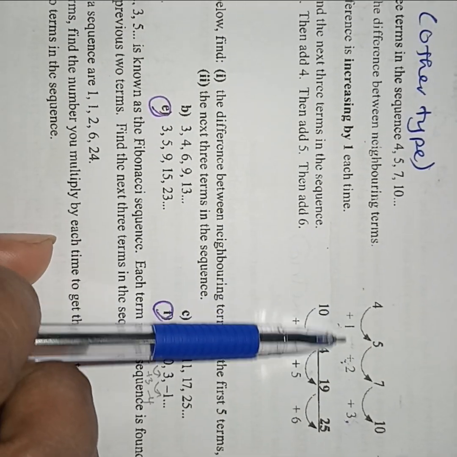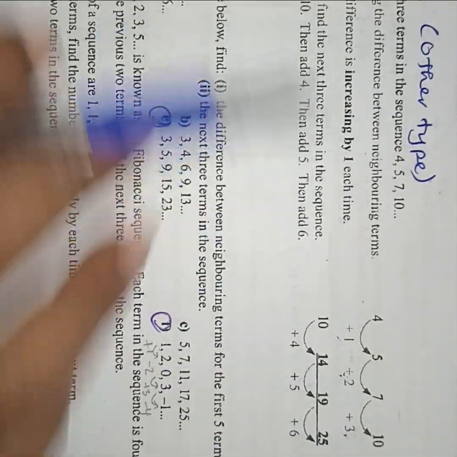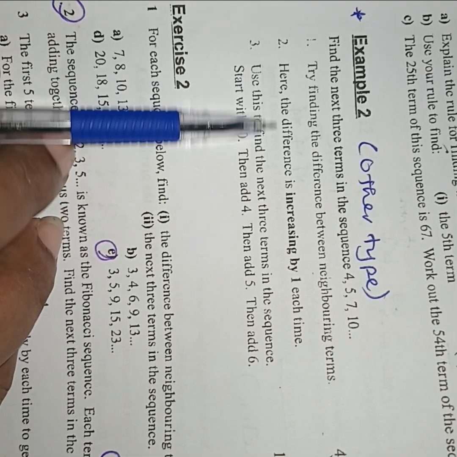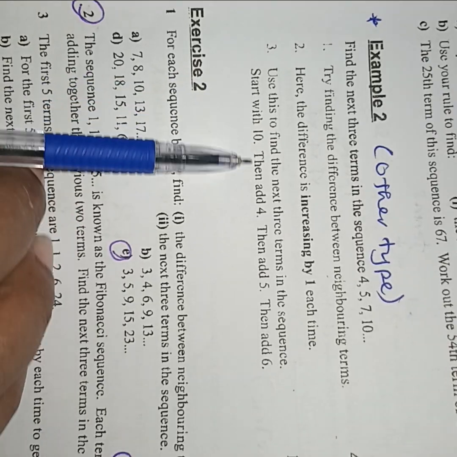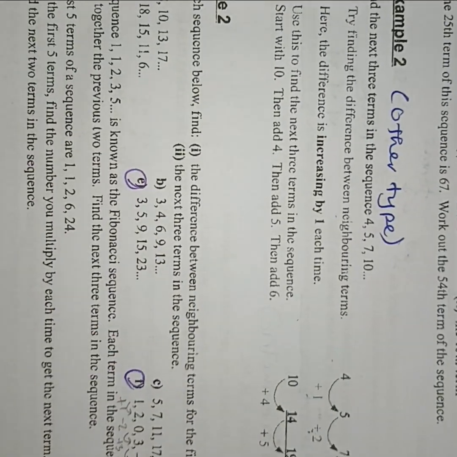So this is one of the other types of sequences. So here the difference is increasing by 1 each time. Use this to find the next 3 terms in the sequence.